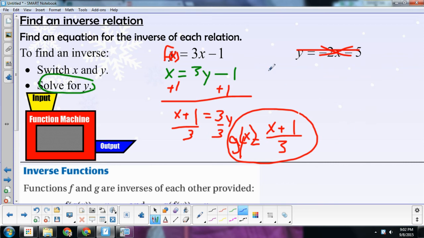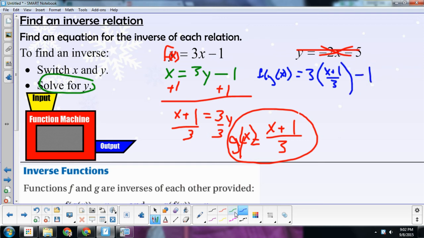So if I find the f of g of x, a little sloppy here with the mouse, please forgive me. That would mean I would plug function g into x and function f. So that would give me 3 times, parentheses, this function, x plus 1 divided by 3. Close the parentheses and then subtract 1 from that.